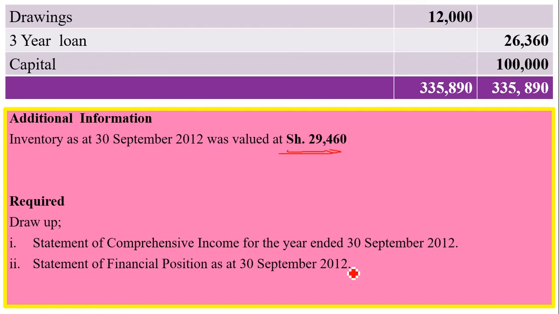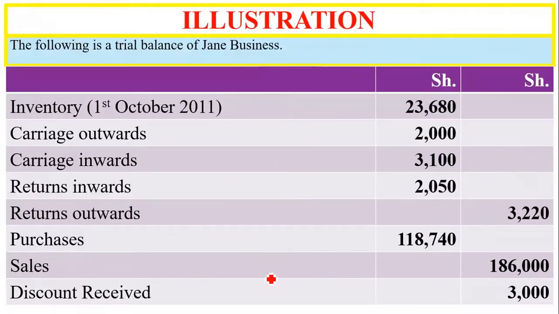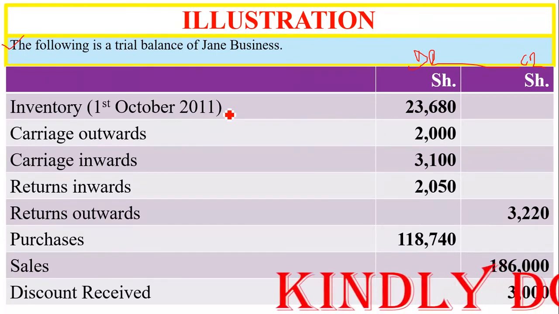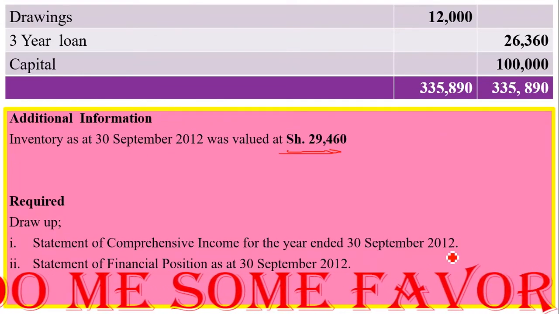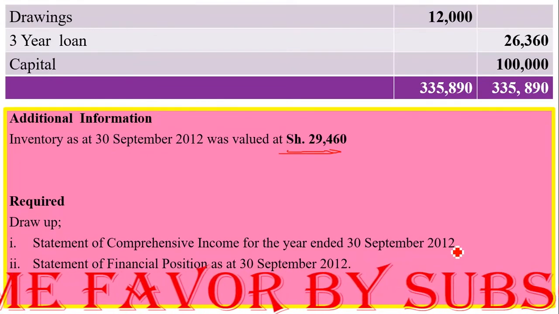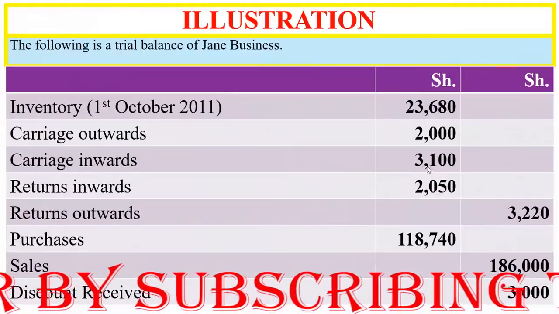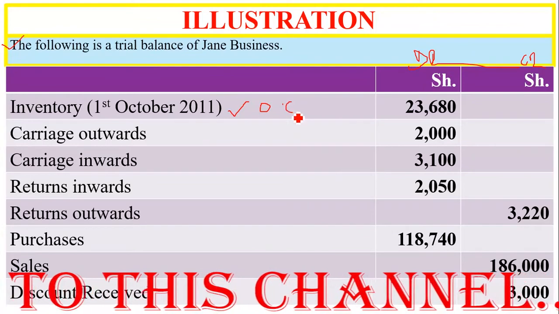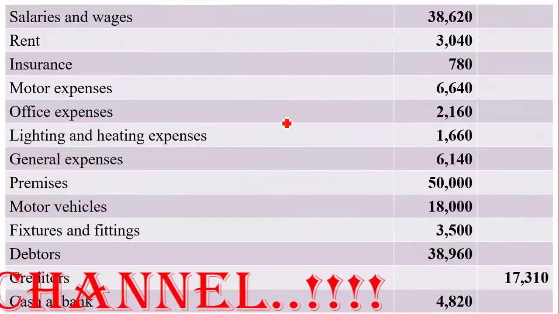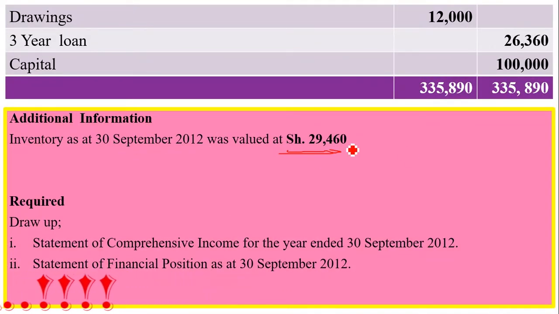Now, let's go back to the items given here. If you look here, we have inventory. This inventory is at 1st of October 2011, and we are required to prepare this statement as at 30th September 2012. What does that tell you? That the stock here is simply the opening stock, because it is when the period started. And when you check the additional information, the inventory here is the same as stock.